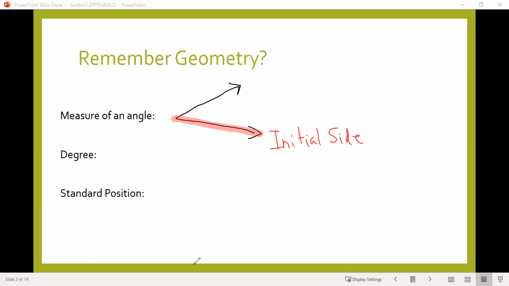And then I want to see, in order to get to the other side, how much do I have to rotate around? And I think about it as if we're moving around a circle. So I think of starting from that side highlighted in red and then rotating in a circular motion to get to the other side, okay? And that amount that we rotate, that is the measure.